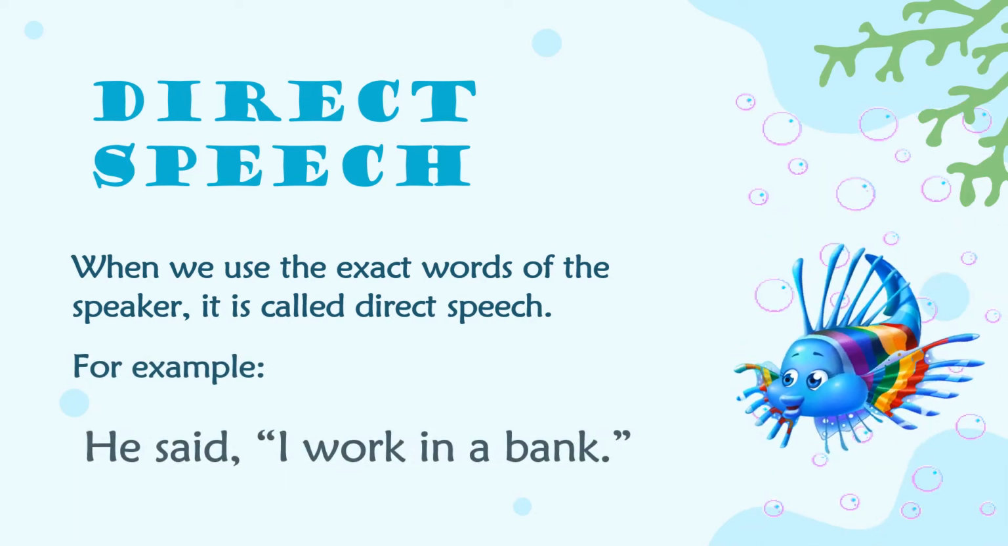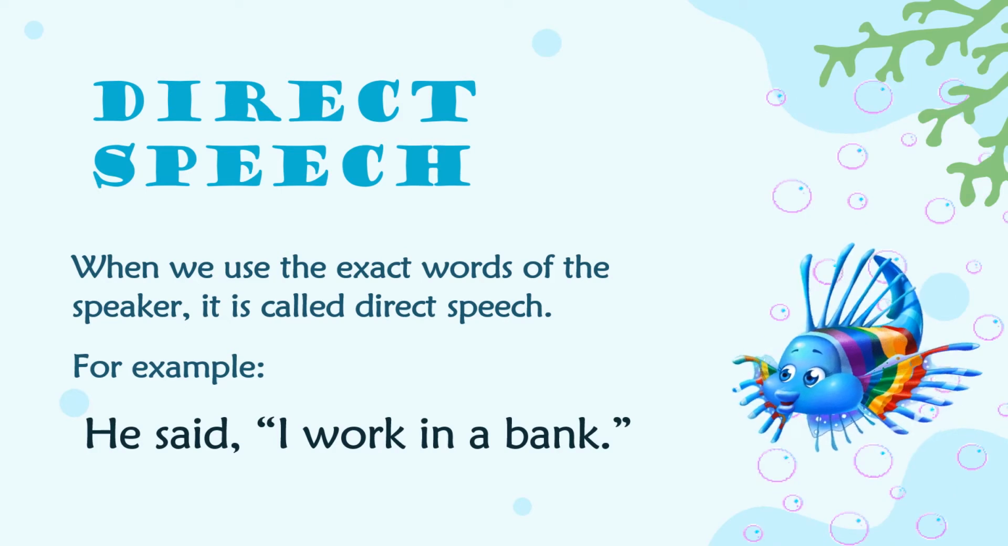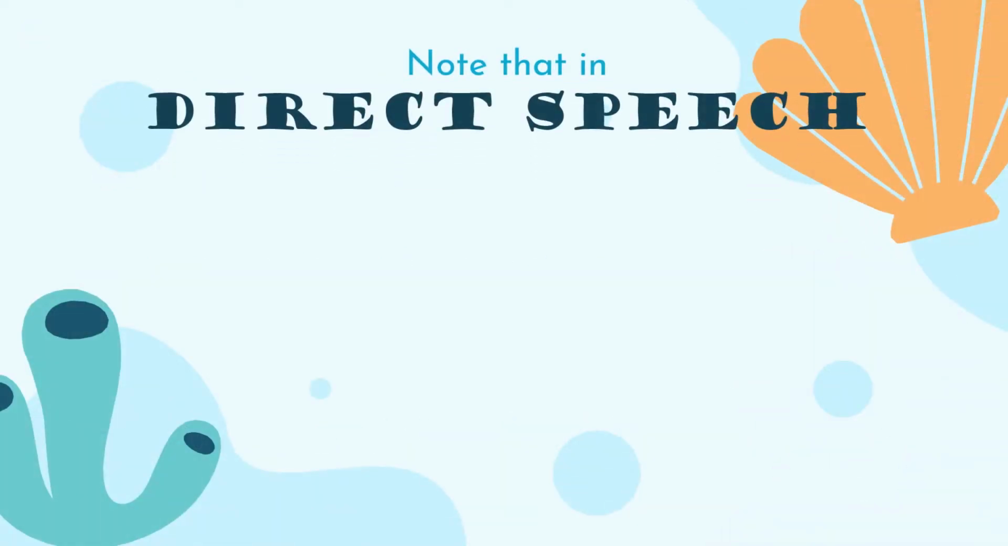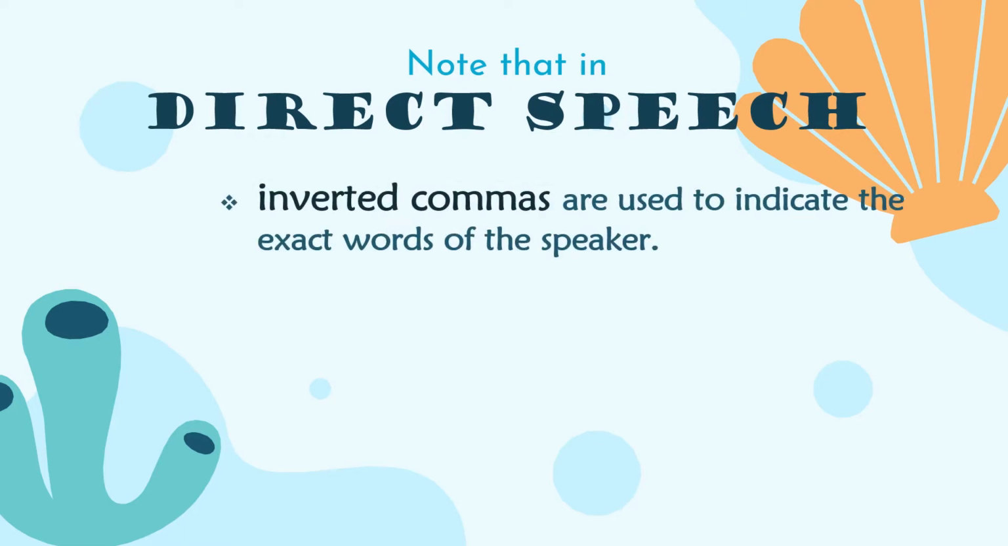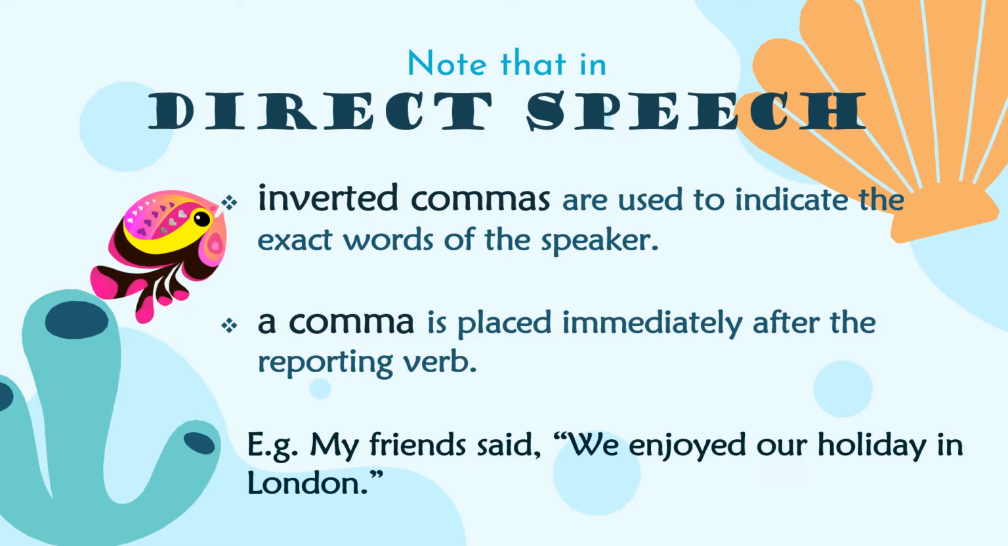For example, he said, "I work in a bank." Note that in direct speech, inverted commas are used to indicate the exact words of the speaker. A comma is placed immediately after the reporting verb. For example, my friends said, "We enjoyed our holiday in London."